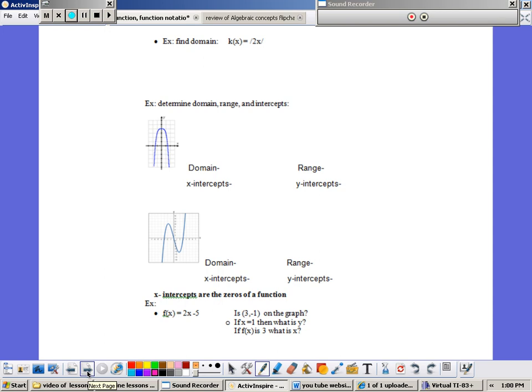Okay, find the domain. Let's go back to the rules I just told you. Does it have a denominator? No. Does it have a square root? No. Then the domain is negative infinity to infinity.